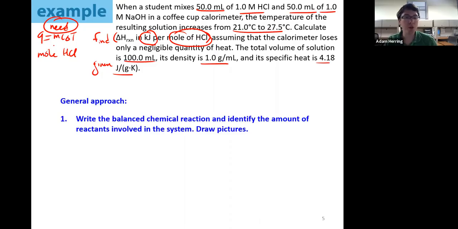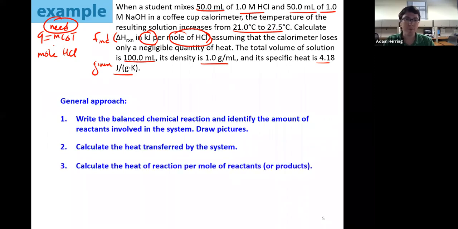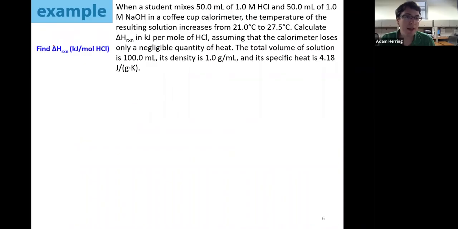So what we'll want to do is to write out a balanced chemical equation and identify the amount of reactants involved in the system. Drawing pictures here can be useful as well. We want to calculate the heat that's transferred into or out of the system, and then use the heat of the system to identify the heat of reaction per mole of either the reactants or the products, depending on what the question's asking for. In this case, we're wanting to find the heat of reaction in kilojoules per mole of hydrogen chloride. So we need to find the heat of the reaction and the moles of hydrogen chloride.